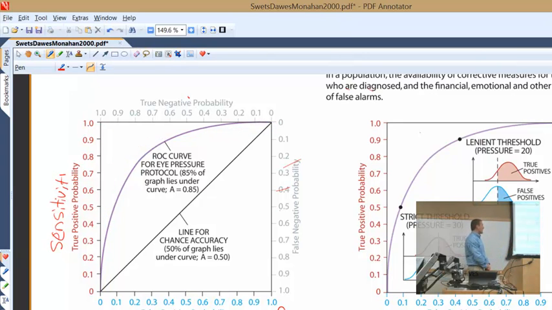You also see another line on there called the line for chance accuracy. What do you think that means? Look where it's drawn. For example, if I look at 0.4 for sensitivity, I get 0.4 for 1 minus specificity.